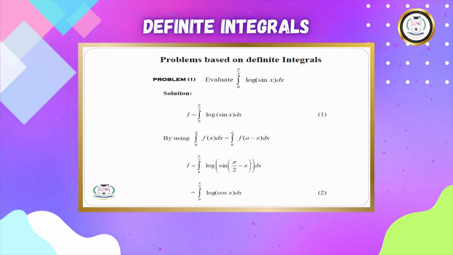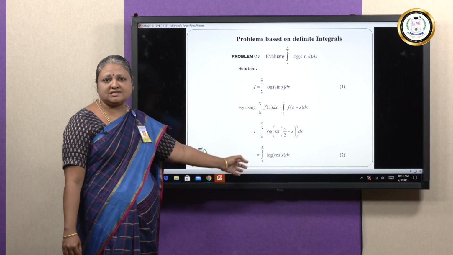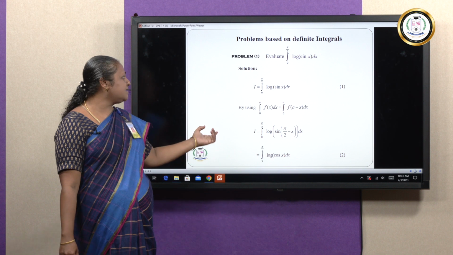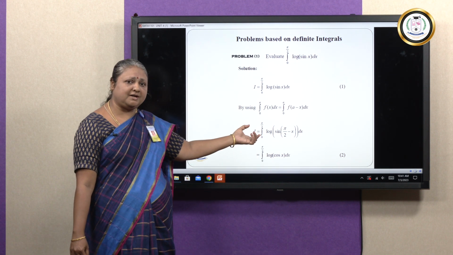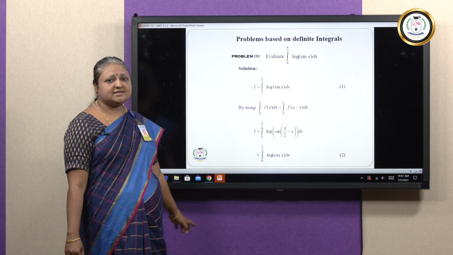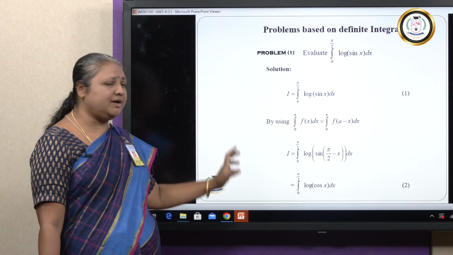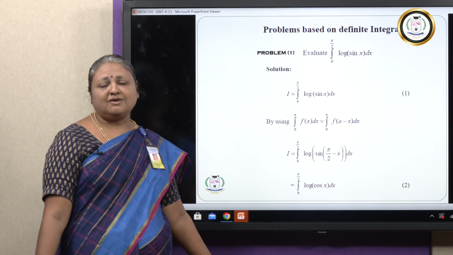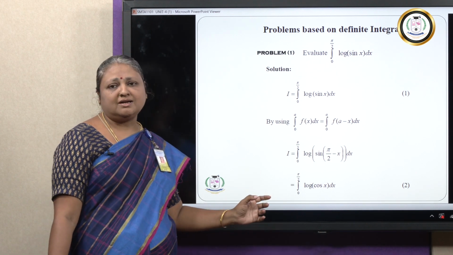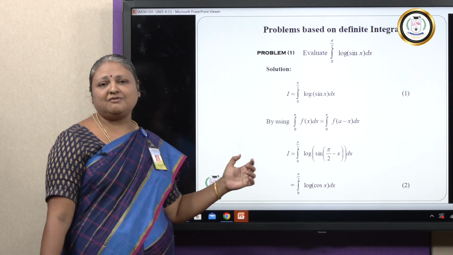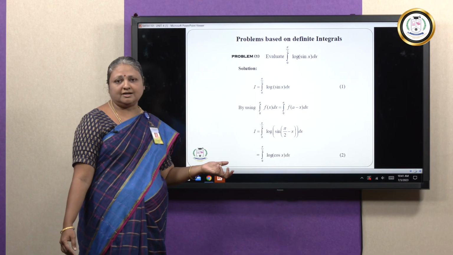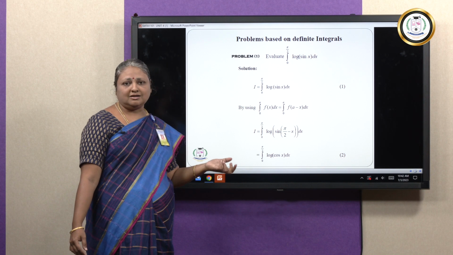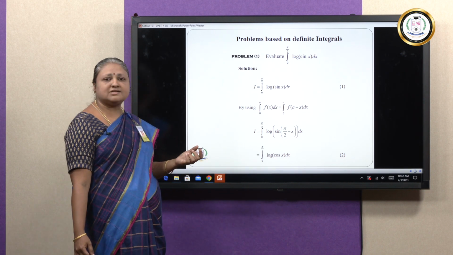Now I present here in this PPT a problem based on this definite integral. Let us take this problem. What we are evaluating here is integral 0 to pi by 2 log sin x dx. Now all of you know how to integrate without limit. Whenever we say anything without limit, we just say integral. Whenever we put a limit over it, then we are able to find the value for that integral, which we say is a definite integral.